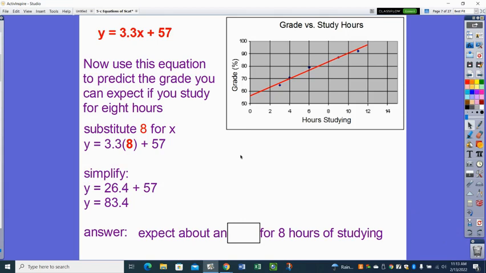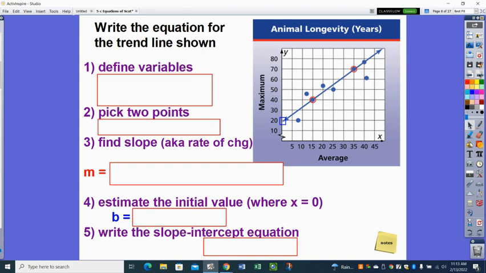And let's just show you, we can see this on the graph. And if you go here and kind of go up, you can kind of see the point that I'm touching there is about an 83.4. So you expect to earn an 83-ish% if you study 8 hours based on your past trend of what you did as you study for other exams.